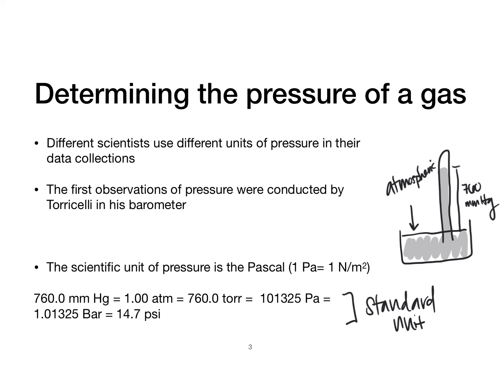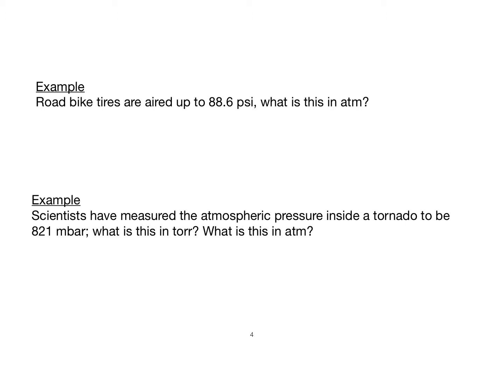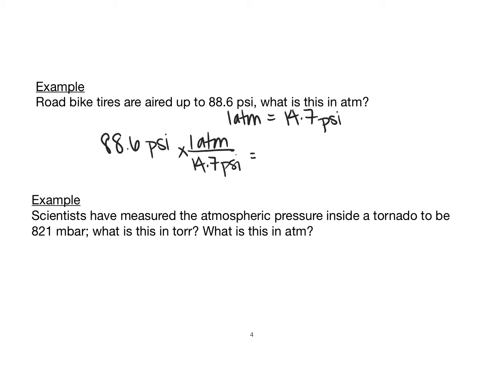So let's look at some examples. Road bike tires are aired up to 88.6 pounds per square inch. What is this in atmospheres? On the previous slide or on an equation sheet, you can see that 1 atmosphere is equal to 14.7 psi. So we're going to take our 88.6 psi. We want to convert to atmospheres. So for every 1 atmosphere, there are 14.7 psi. When you plug this in, what you should see is that there are 6.03 atmospheres of pressure inside this road bike tire.